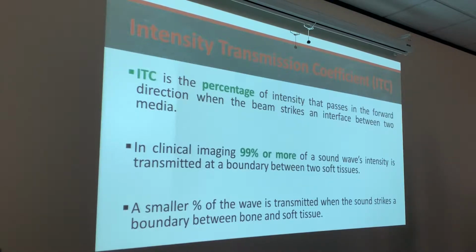If I'm talking about coefficients, ITC, IRC, I need that number in a percentage. Intensity, I need that number in the correct units. Remember, percentages are dimensionless. They're unitless numbers. A smaller percentage of the wave is transmitted when the sound strikes a boundary between bone and soft tissue.